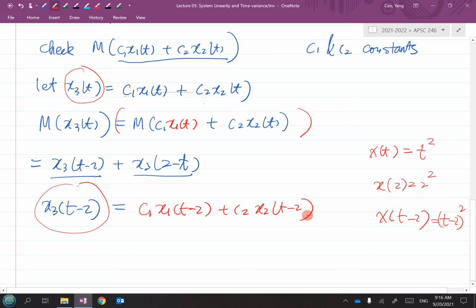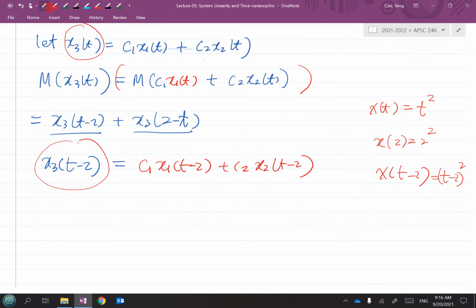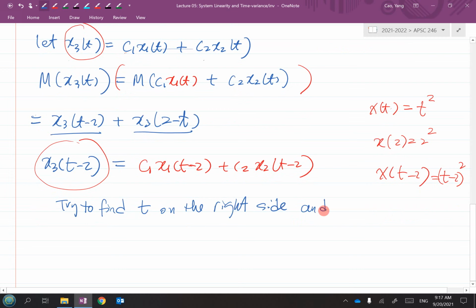It's all good, right? So now, if I have to write a little bit here, you try to find the t on the right side and replace it with t minus 2. So that's how you deal with this kind of expression based on the given expression.